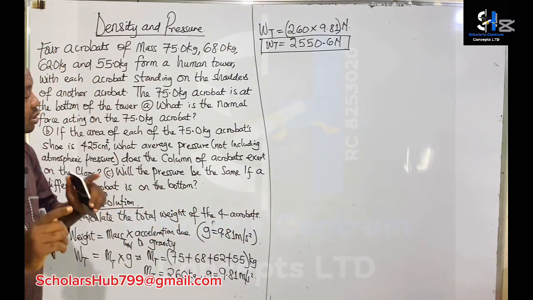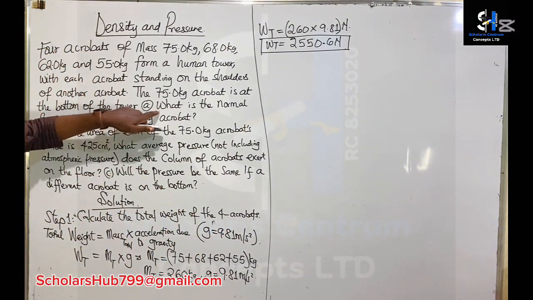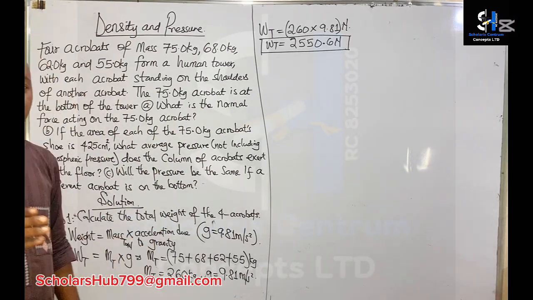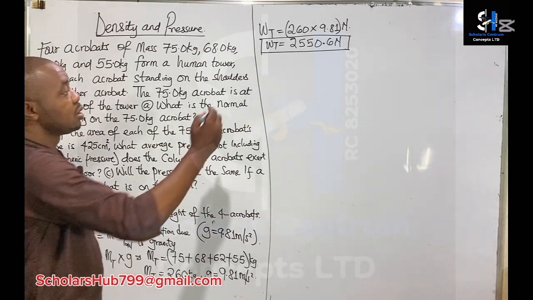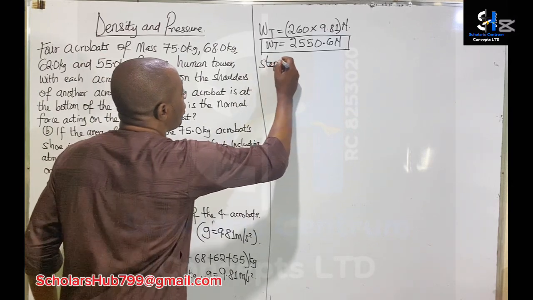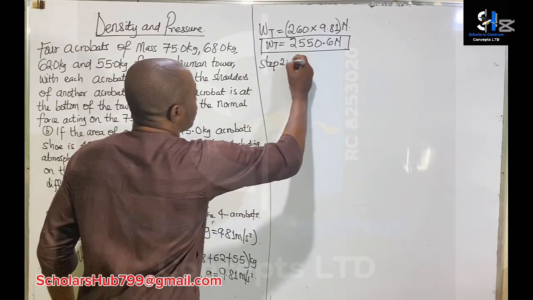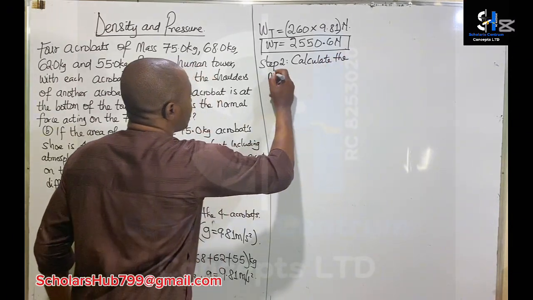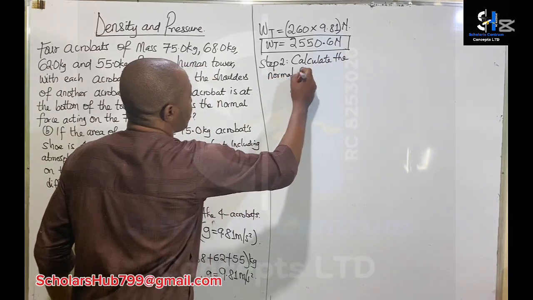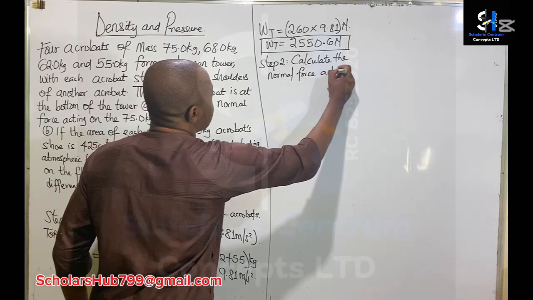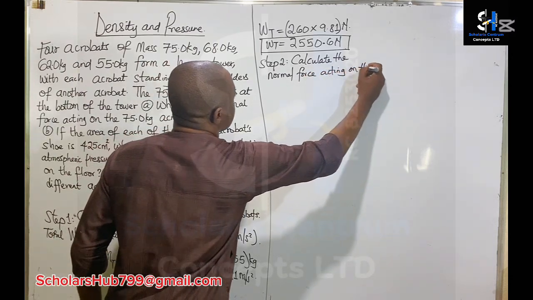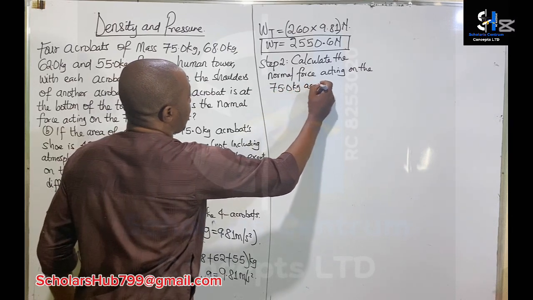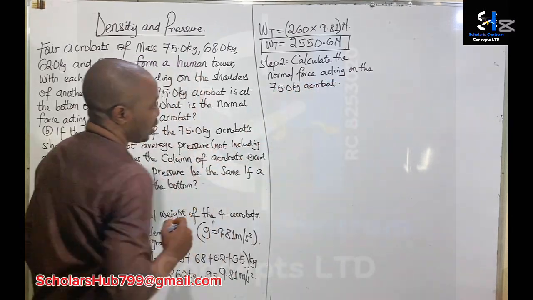But the first question is that we want to know what is the normal force acting on the 75 kilogram acrobat. So now, step two is to calculate the normal force acting on the 75.0 kilogram acrobat.